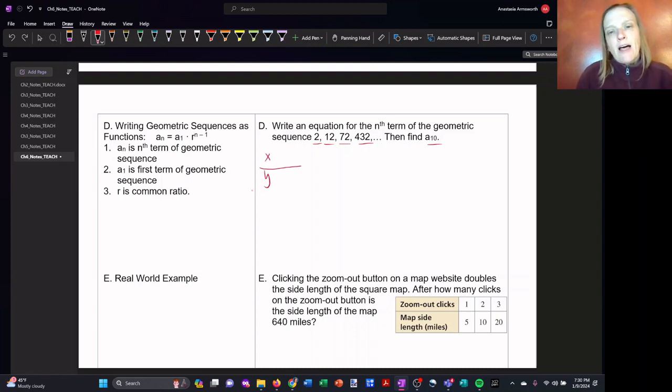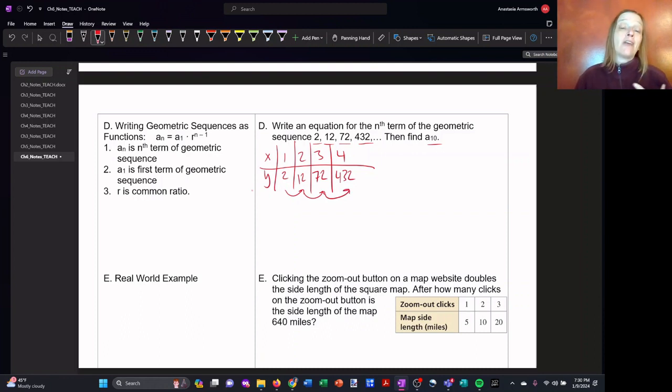First, I'm going to make a table of values to help me organize the first term, second term, third term, fourth term. The first term is 2, the second term is 12, the third term is 72, and the fourth term is 432. Now, I'm already told that this is geometric, but we can confirm this by looking for a common pattern, because we need to know the common ratio to be able to plug values into this, to be able to calculate this function.